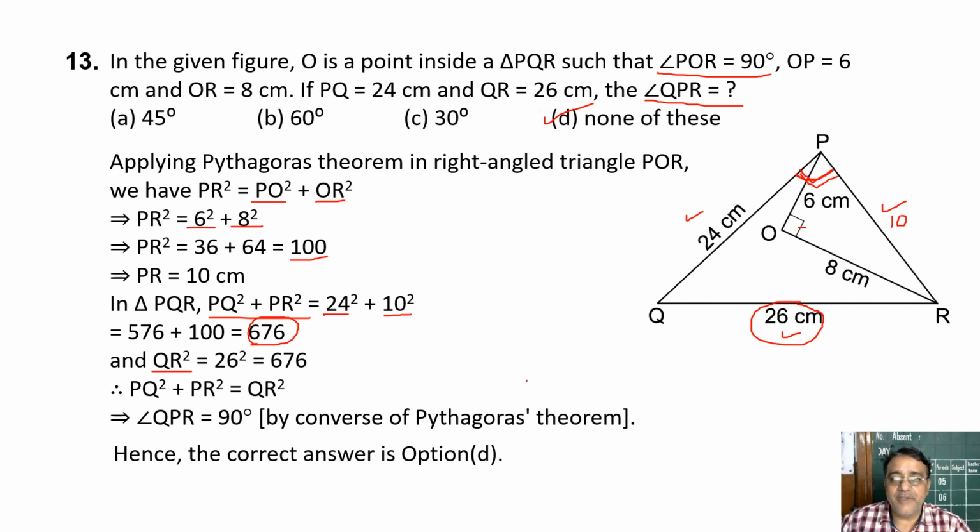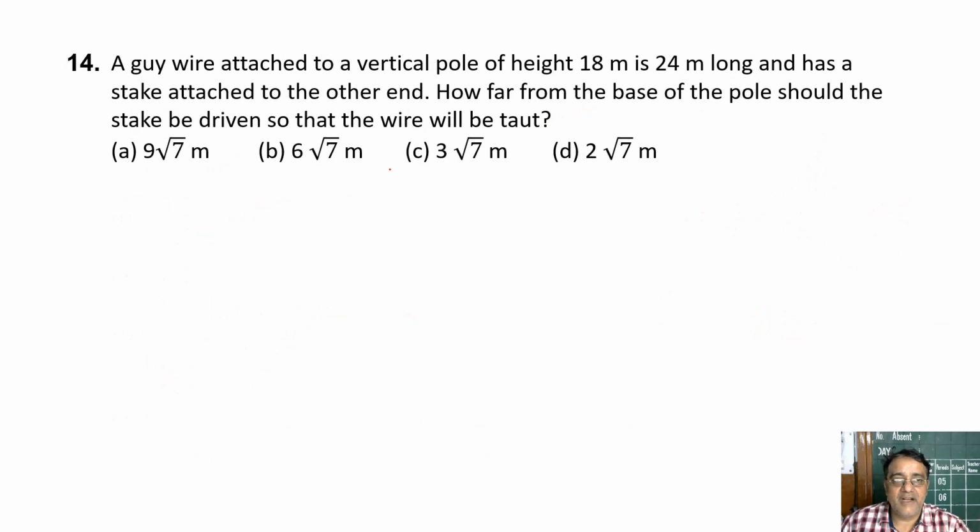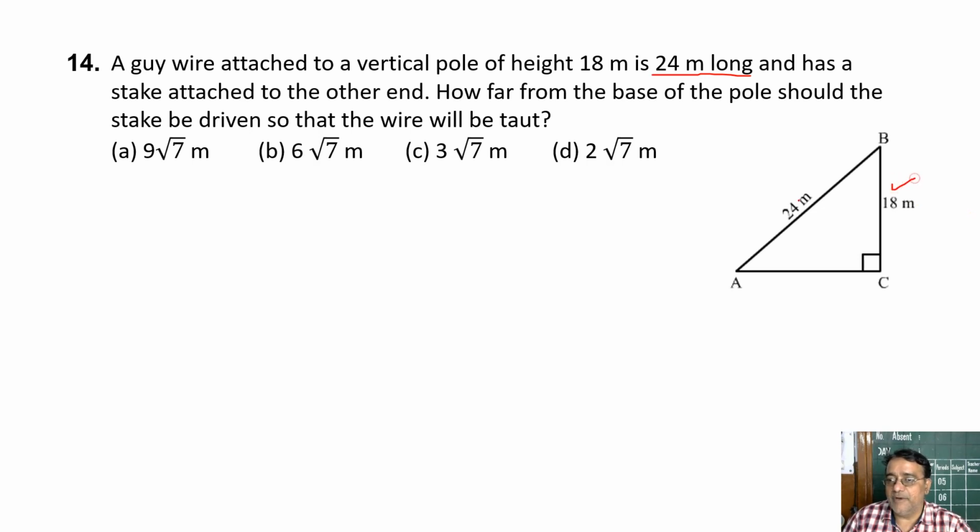Okay, so now we are moving toward question number 14. A guy wire attached to a vertical pole of height 18 meter is 24 meter long and has a stake attached to the other end. How far from the base of the pole should that stake be driven so that the wire will be taut? So first we will draw one rough diagram. This is the height of the pole and this is the length of the wire, and we have to find AC. How will you find AC? Pythagoras theorem.